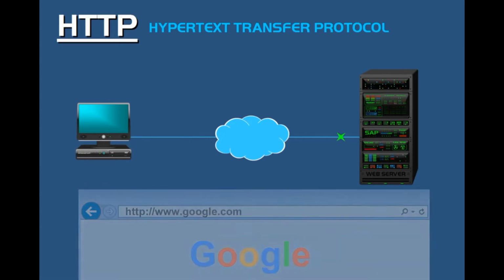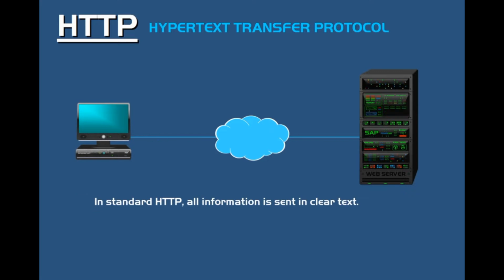Now, in standard HTTP, all the information is sent in clear text. So all the information that is exchanged between your computer and that web server, which includes any text that you type on that website, is transferred over the public internet. And because it's transferred in clear text, it's vulnerable to anybody who wants it, such as hackers. Normally this would not be a big deal if you were just browsing regular websites and no sensitive data such as passwords or credit card information are being used.